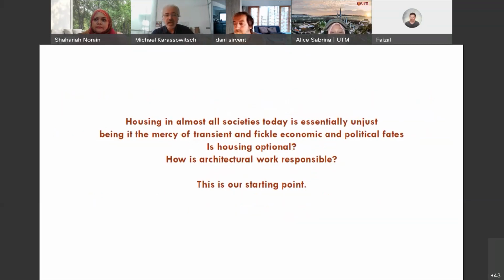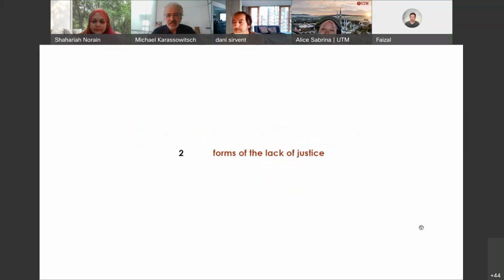So housing in almost all societies today is essentially unjust, being at the mercy of transient and fickle economic and political fates. Is housing optional? No. How is architectural work responsible for that? That's how I'm going to start here, and that's about a fifth of my presentation now. That's my start. So let's talk about some forms of the lack of justice in housing.